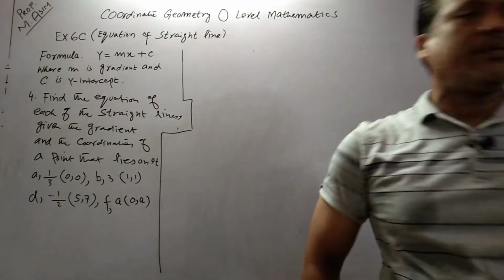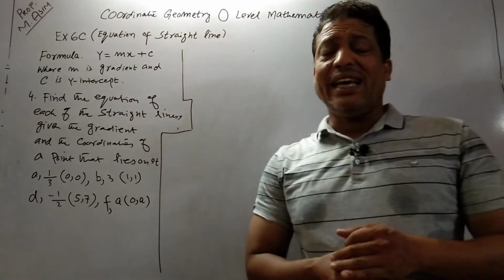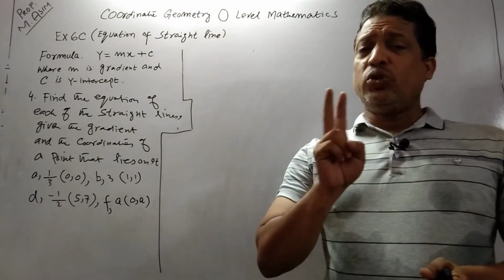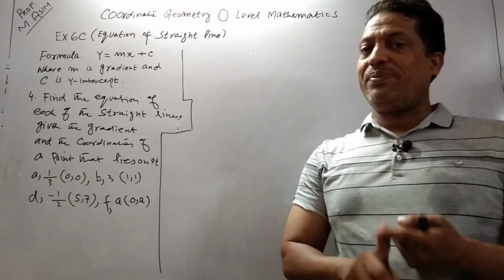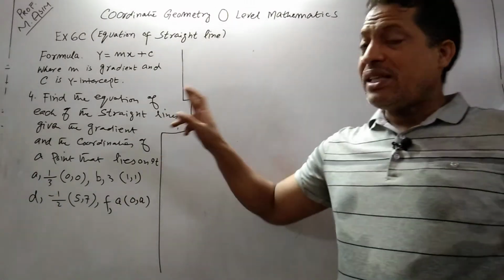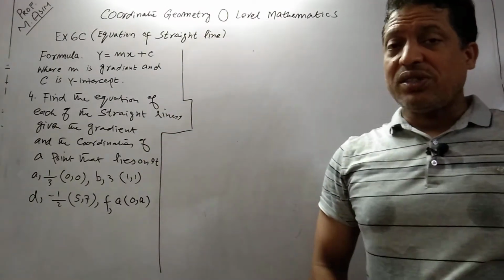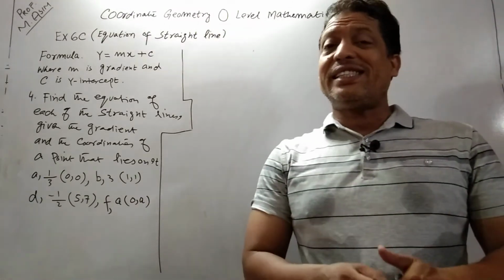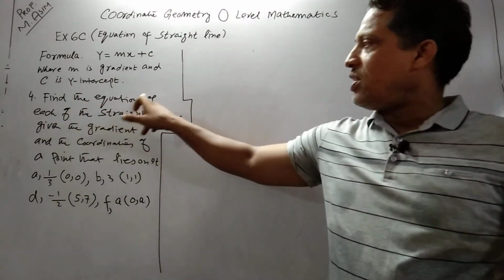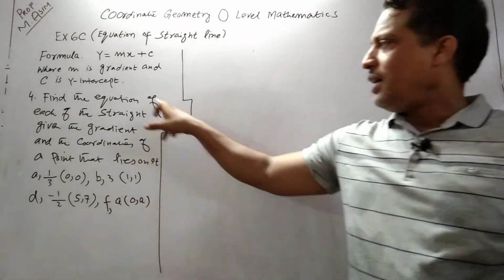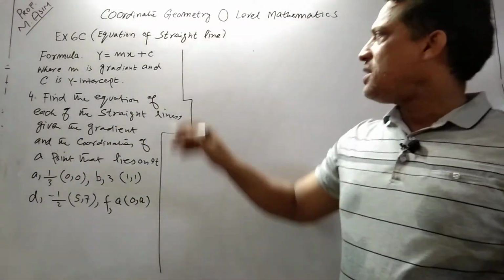Now student, you fully understand, for finding the equation of a straight line we need two things. One is gradient and the other is y-intercept, meaning c. As compared to question number 3, question number 4 is easier, because in this question gradient is given in each and every part. See carefully. Find the equation of each of the straight lines given the gradient and the coordinates of a point that lies on it. See part A.